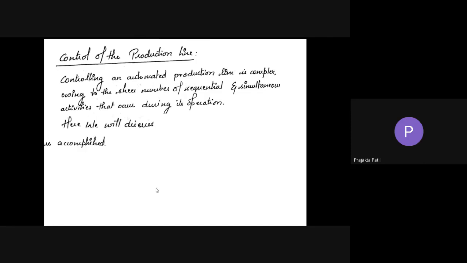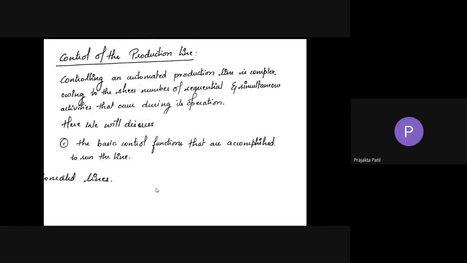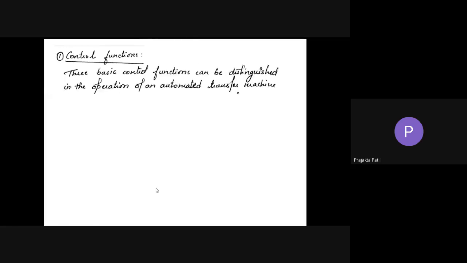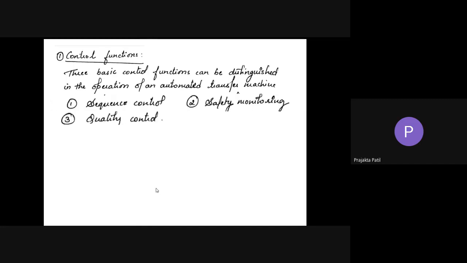So here we will be discussing the basic control functions that are accomplished to run the line, and controllers that can be used on automated lines. First we will see the basic control functions that are accomplished to run the line. Under control functions, there are three basic control functions which can be distinguished in the operation of an automated transfer machine: sequence control, safety monitoring, and quality control.